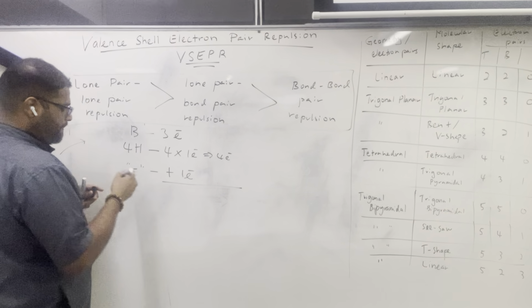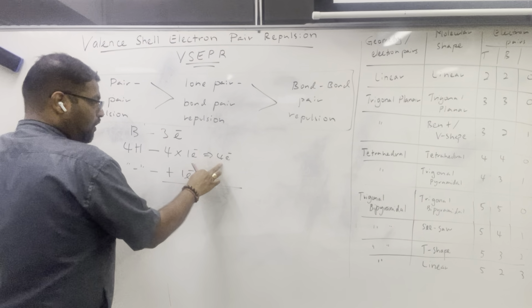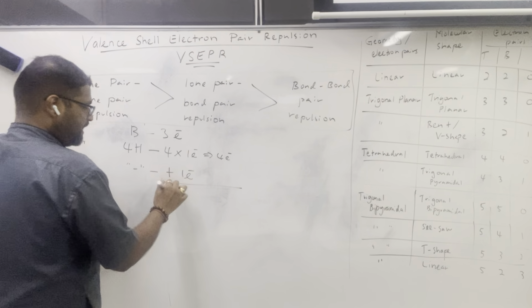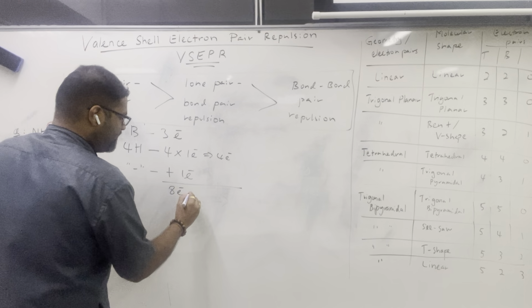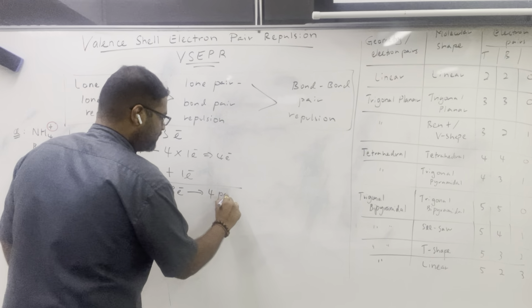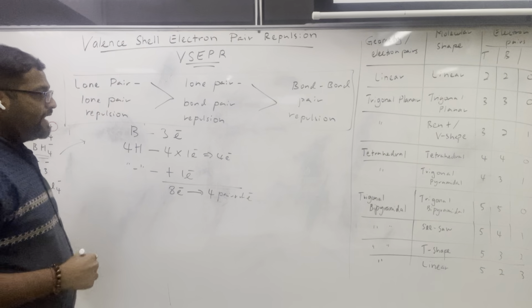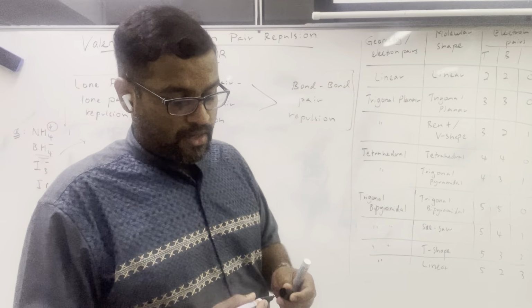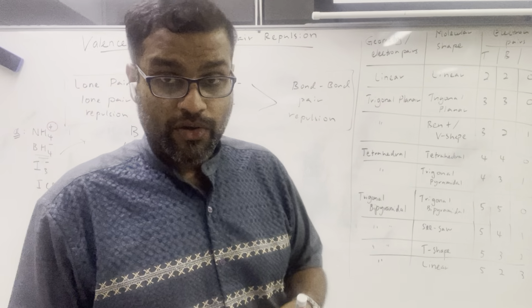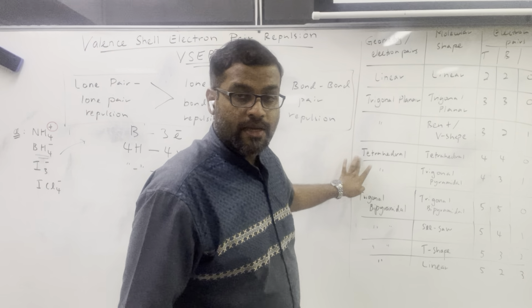When we total up the entire number of electrons, it will be 3 plus 4, 7, 7 plus 1, it will be 8 electrons. Again, we put them into pairs of electrons, so it will be 4 pairs of electrons. Immediately we can refer to the table, or you can memorize the table. It is very straightforward. If 4 pairs of electrons, it comes under tetrahedral geometry.